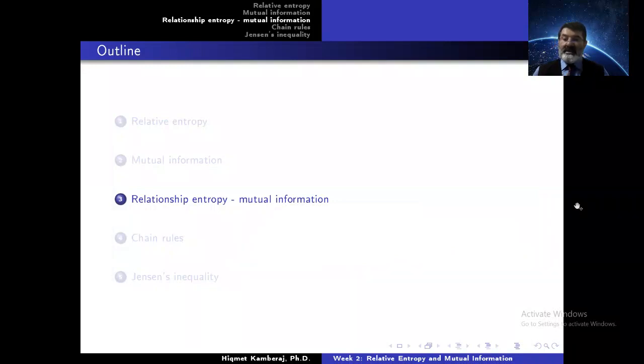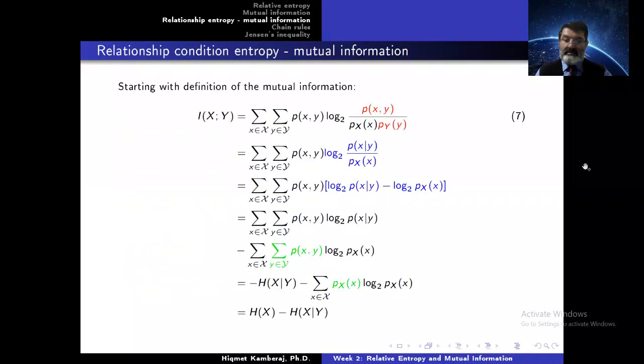Next, we discuss the relationship between the entropy and the mutual information, starting with the definition of the mutual information. The mutual information between X and Y is equal to the double sum, x over the alphabet set chi and y over the alphabet set epsilon, of P(x,y) log base 2 of P(x,y) over P(x) times P(y).